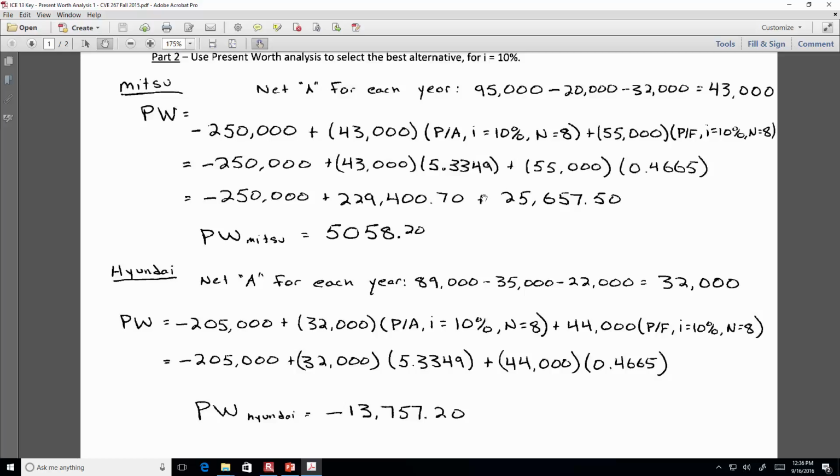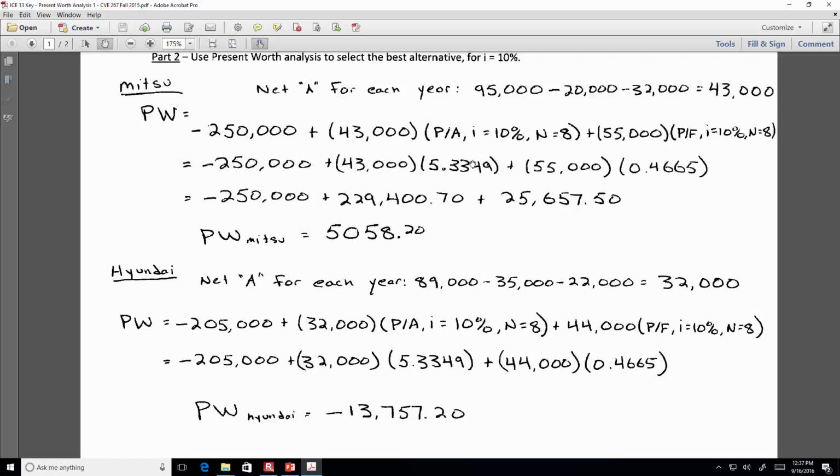So there's 3 pieces to the solution for each, the present worth of the Mitsubishi and the Hyundai. In the case of the Mitsubishi, there's the 250,000 you have to pay, which is already in year 0. So that's a present value to begin with, and it's an outflow, so thus the negative sign, that negative 250,000. Okay, now the 43,000, that's the difference between the revenue and the costs. So that's why it's positive. And then P/A, 10%, n equals 8. So with that, you can go to the factor lookup table and get this factor of 5.3349.